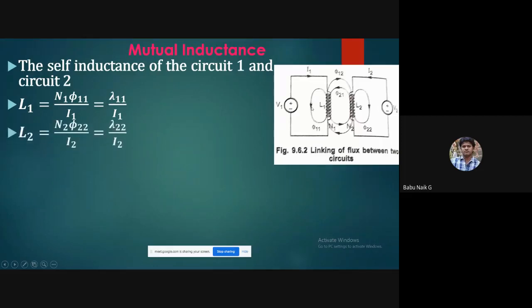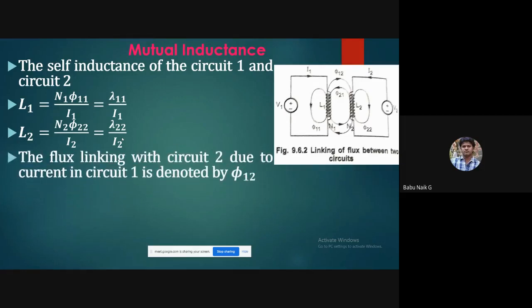In a similar way, you can calculate for circuit 2, which is the flux produced in circuit 2 after current is flowing through this inductance coil, so you can take it as N2 phi 22 by I2, which is also equal to lambda 22 by I2. Now, having these inductances, you can calculate the flux linking with circuit 2 due to current in circuit 1, denoted by phi 12.